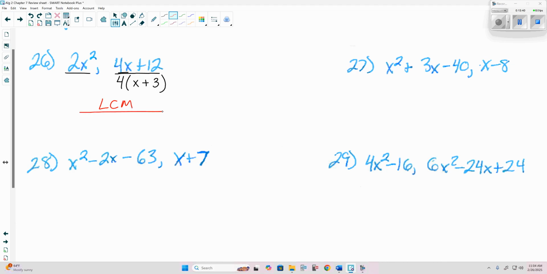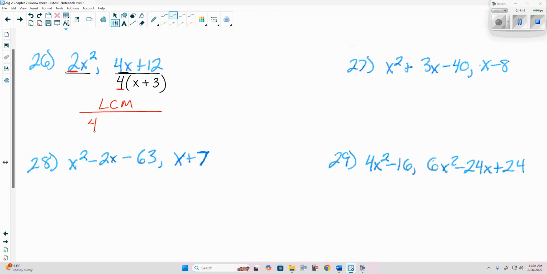2x squared is as simplified as it gets. Once we factor the 4 out, what we have left inside is x plus 3. No other common factors, and since the variable x has an exponent of 1, it's simplified. So we need to see what we need to do to make them be the same. We'll look at the numbers outside first. What's the first number I can turn both 2 and 4 into? The greatest common factor between 2 and 4 is 2.